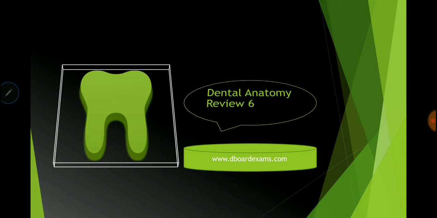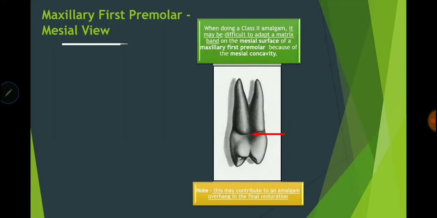Okay. So we're going to review some of the clinical considerations. So maxillary first premolars, the mesial view, as we mentioned earlier. We mentioned that the maxillary first premolars have a crown concavity that extends to the root concavity, due to the mesial marginal groove.